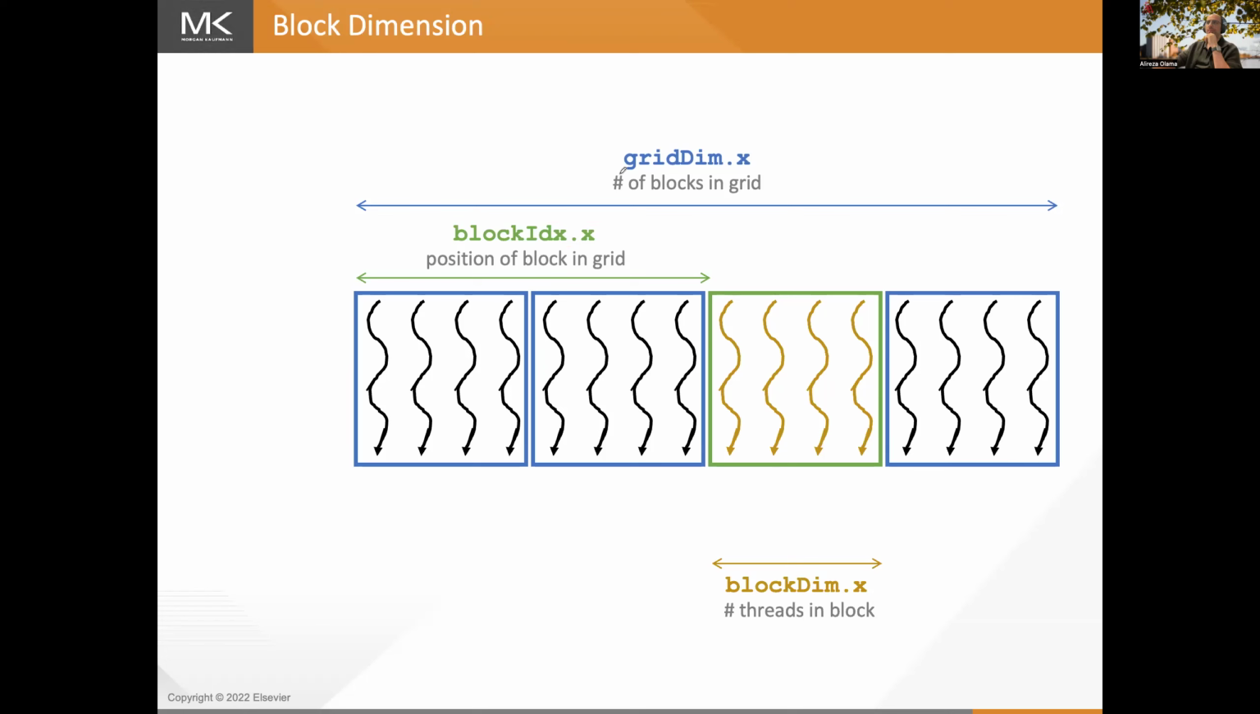And then similar to the gridDim variable, you have this blockDim variable, which gives you the number of threads in the block along the x direction. So if you use blockDim.y, it gives you the number of threads along the y direction. And similar to block indices, we also have thread indices. So within each block, we have an index for the thread. So this is 0, 1, 2, and 3. This is also 0, 1, 2, and 3.